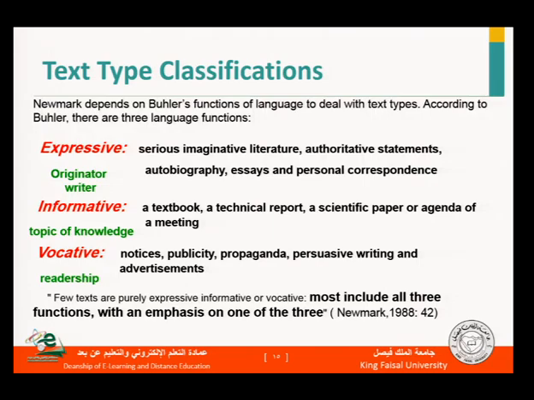وفي عندهم كلمة مهمة وجميلة أنهم few texts are purely expressive, informative or vocative. Most include all 3 functions with an emphasis on one of the 3. يعني هم بيدعوا أن أغلب النصوص ممكن تجد فيها من صفات كل من هذه الأنماط التي قسموها، ولكن هو يكون بركز بالتالي على نمط واحد من أنماط النصوص.